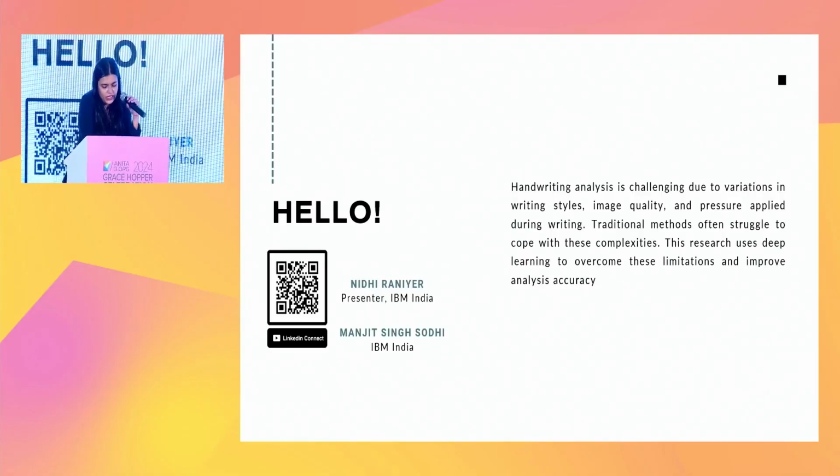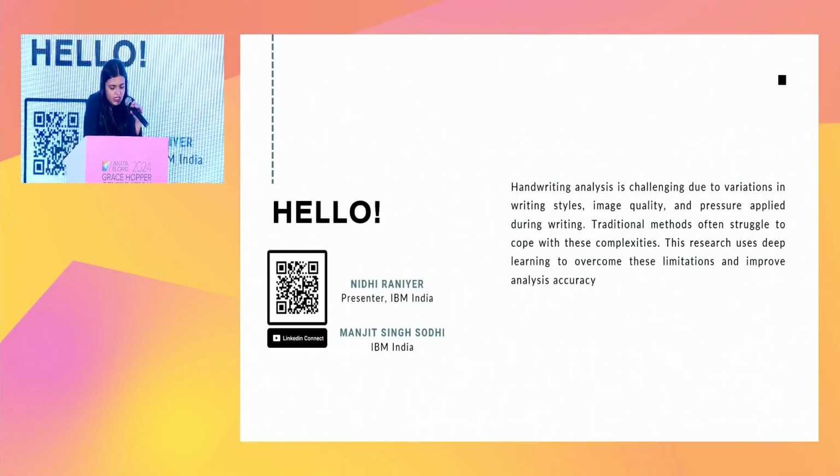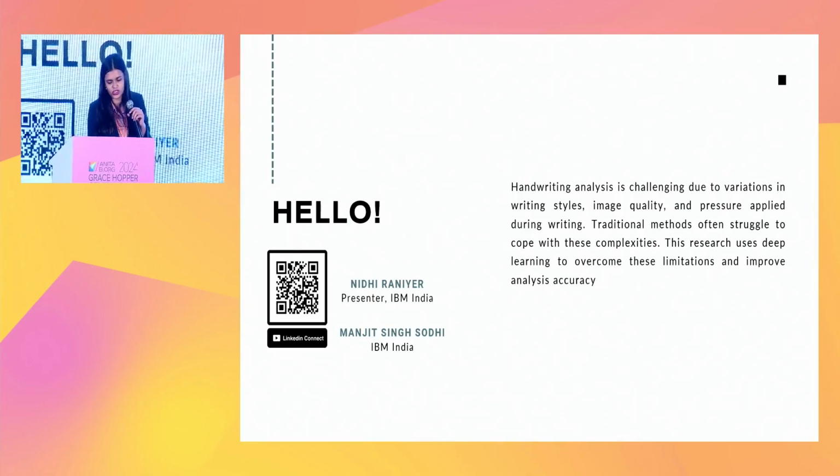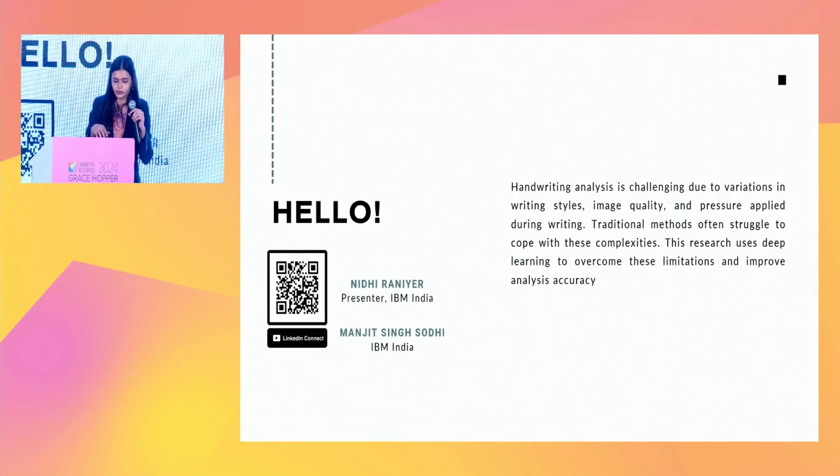To begin with, let's look at why handwriting analysis is such a challenging problem. Handwritten text comes in various styles, and factors like image quality, the size of the image, the way the image is clicked, and whether the paper is A4 or smaller or larger all matter. To address this, we proposed a deep learning approach to streamline the analysis of the handwriting.